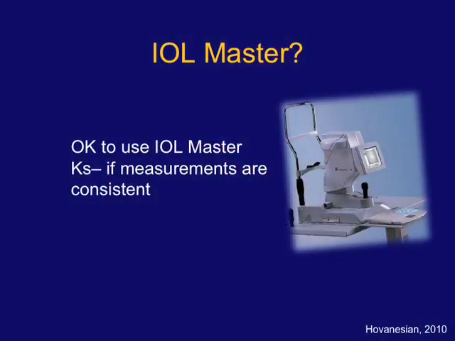IOL Master keratometry readings can be very useful preoperatively for LRIs, but they need to be checked against the keratometry values for consistency. Finally, video keratography, or corneal topography, often provides the most useful information when planning an LRI because rather than just measuring a few points on the corneal surface, it gives curvature information for thousands of points.